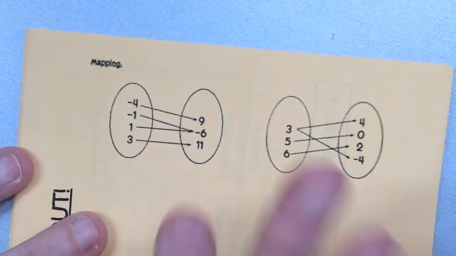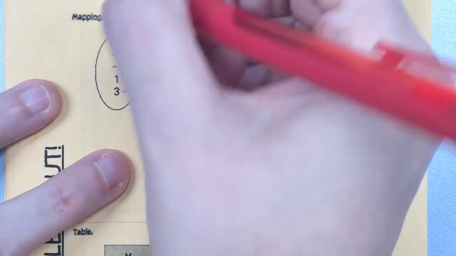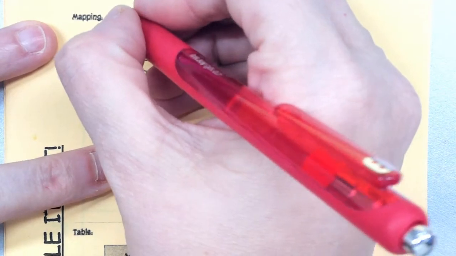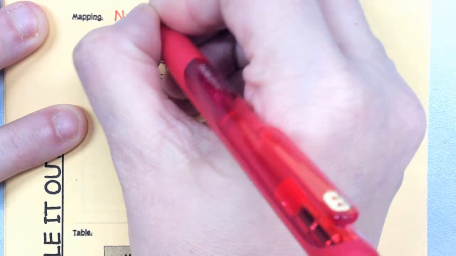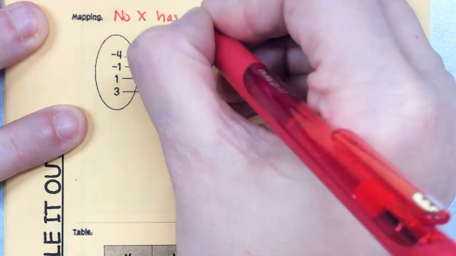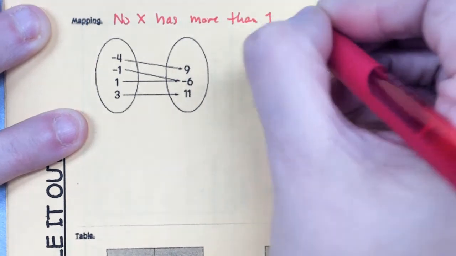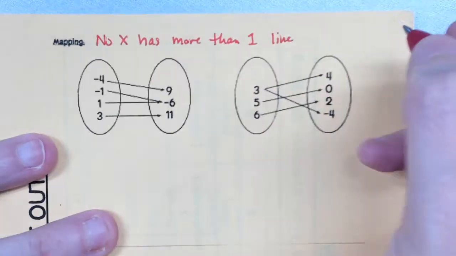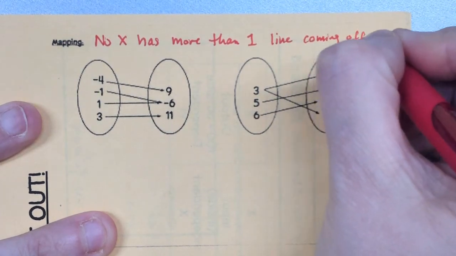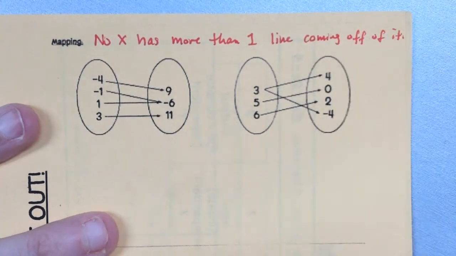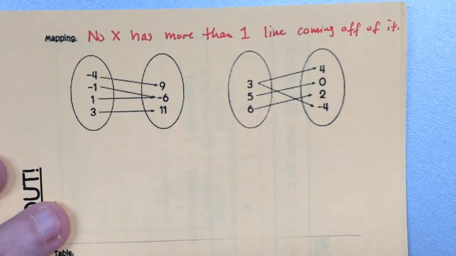So let's take a look over here, all right? Now, what we just did is called a mapping diagram, okay? And a mapping is a function when no X has more than one line coming off it. Okay? No X has more than one line coming off of it.